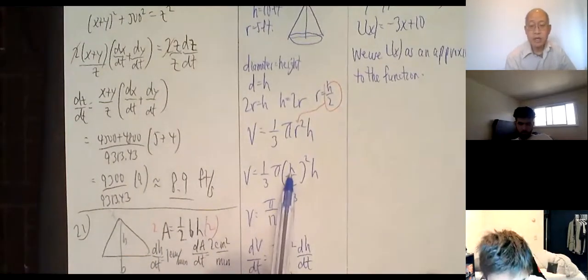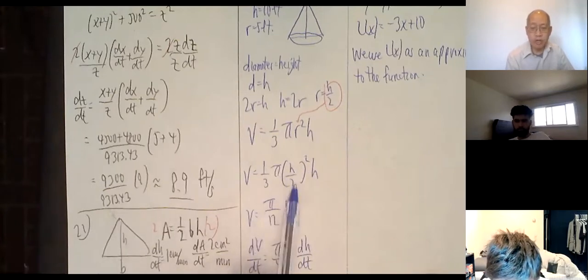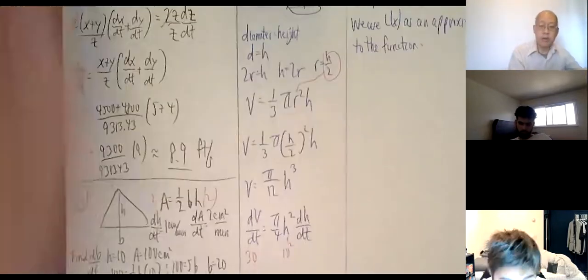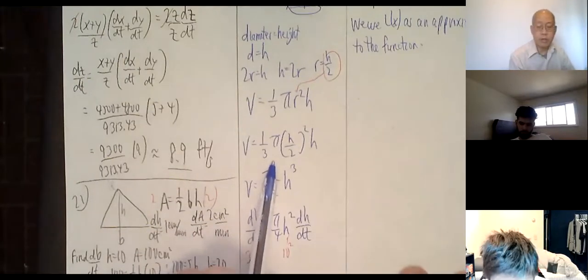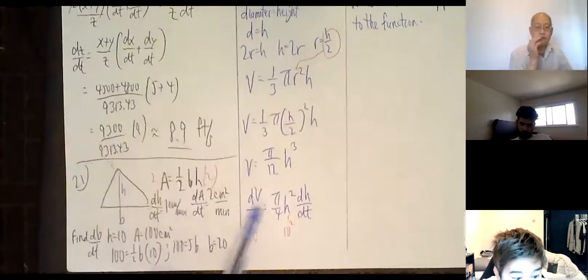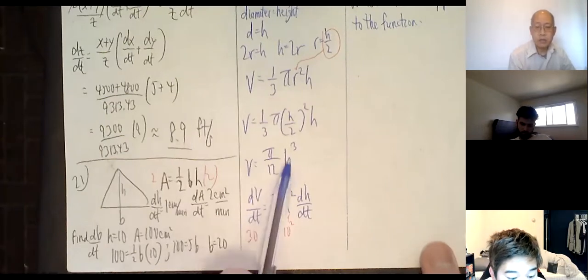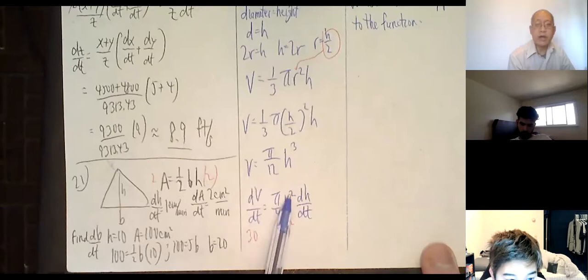Clean that up, I have h squared times another h, so h cubed. And I have pi over 12 because 2 squared is 4, and 4 times 3 gives me 12. So volume equals pi over 12 h cubed. So that's what I want. And now I differentiate. dV/dt is equal to 3 times pi over 12, which is pi over 4, h squared times dh/dt.